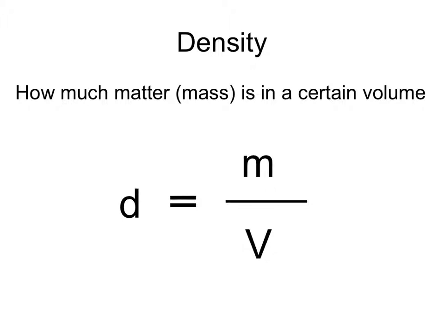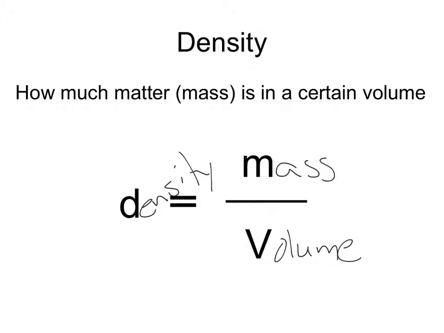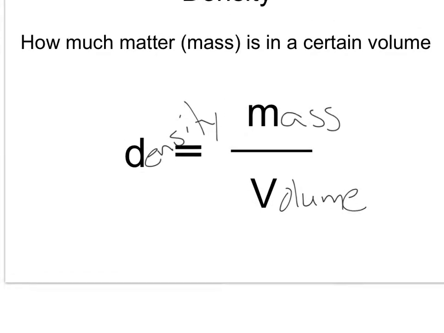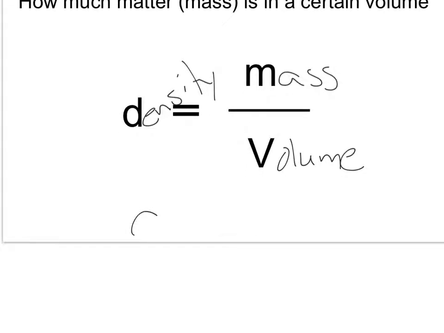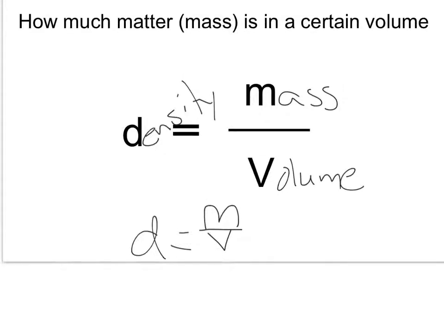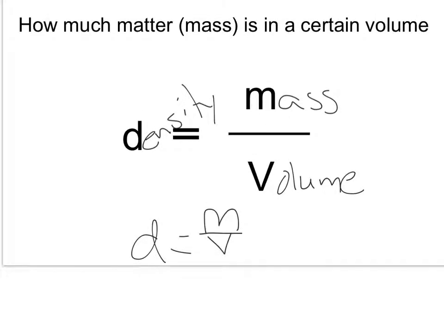Now if we look at this equation for density, we will see that density is equal to an object's mass divided by its volume. And I can write density in here as well. One way students in the past have told me they remember this equation is that D is equal to broken heart. You can picture the M and V as being a broken heart. Whatever works for you. But how much matter or mass is in a certain volume is the definition of density. It can be a little hard to really understand what that means, so let's look at some examples.